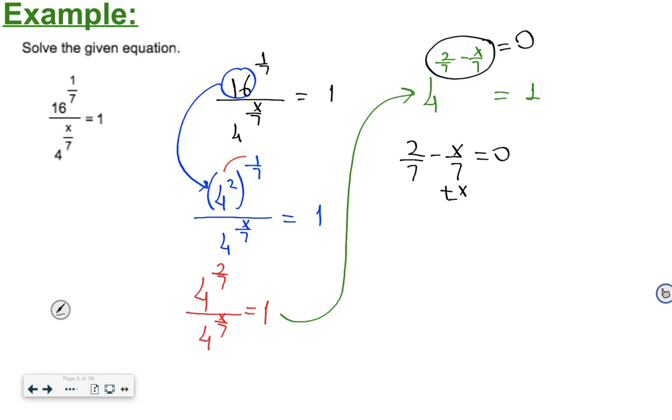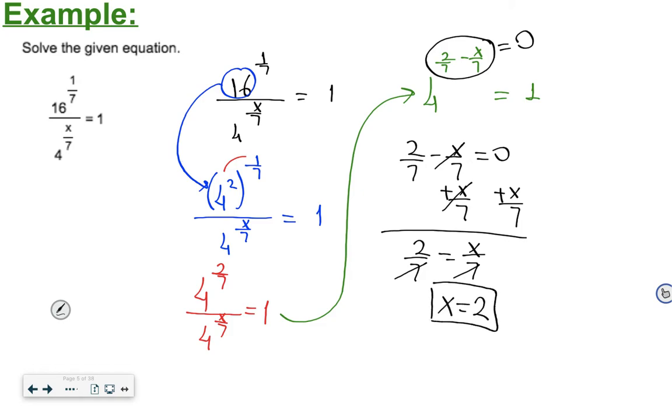If you add x over 7 to both sides, then you can get that 2 over 7 is equal to x over 7. You can use cross multiplication, or you can cancel out this denominator and you can find that x is equal to 2. If x is equal to 2, then this expression is going to be equal to 1.